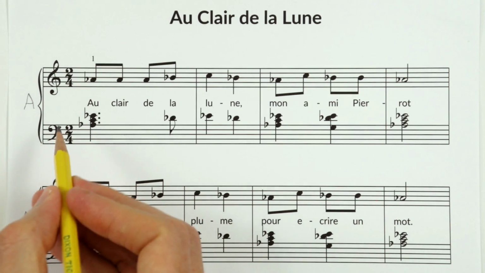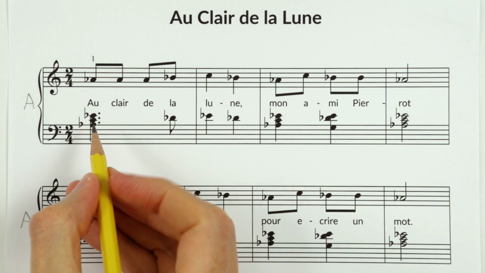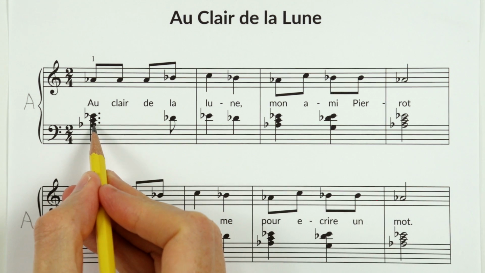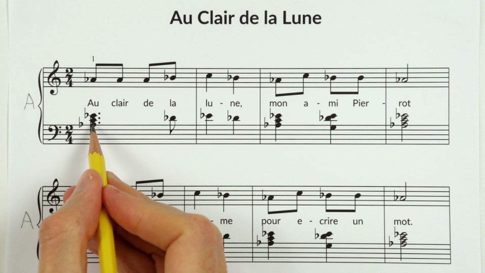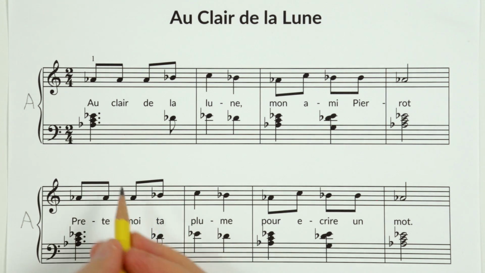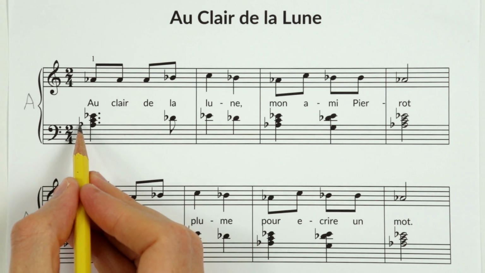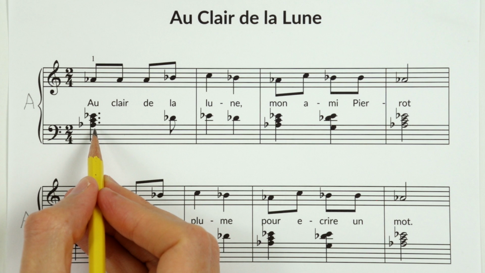All right, let's take a look at what the left hand is doing in Au Clair de la Lune. We start off with a chord. It's a dotted quarter note, and you'll see these three notes all stacked together. Can you tell me the letter name of the bottom note? If you said A flat, you're correct. Then we skip up to middle C, and then we skip up to an E flat.